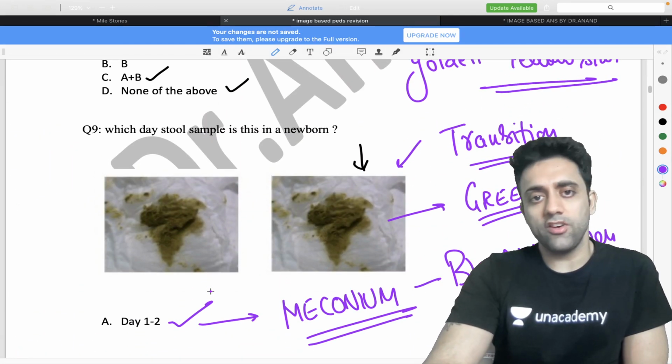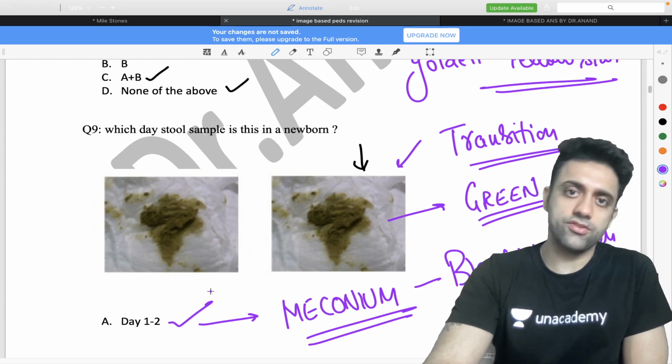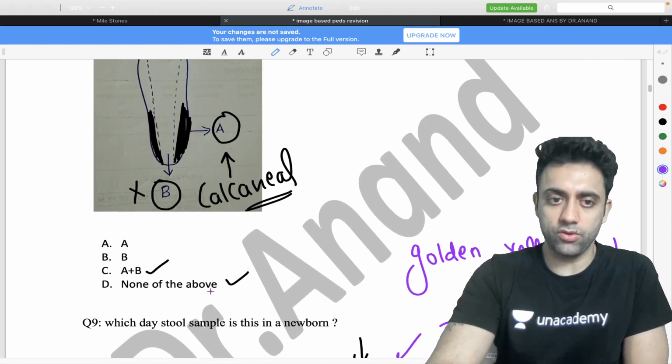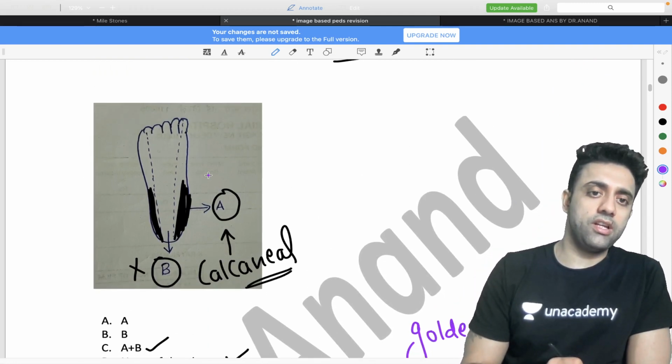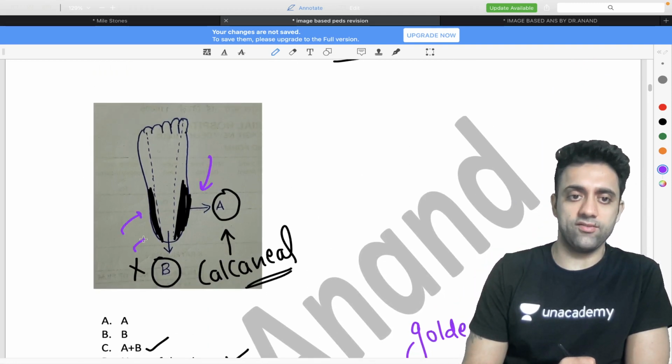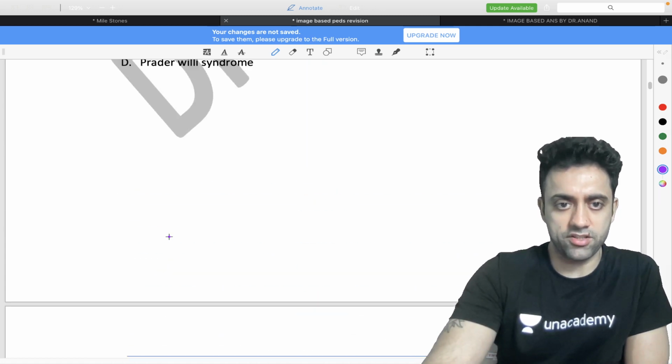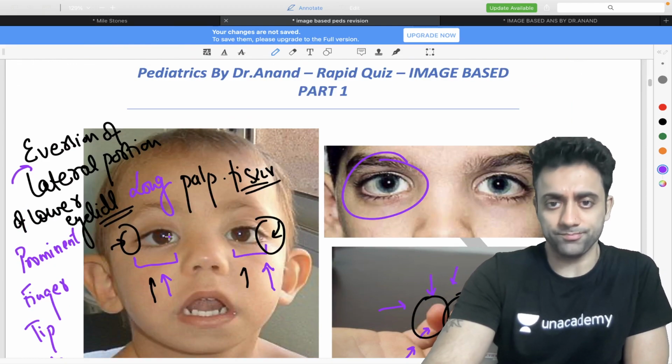Then we also covered baby transition stool. The color of the transition stool is green. The color of the meconium is black. A healthy baby's stool is golden yellow. And very importantly, we always prick on the sides of the newborn's heel. Never prick in the center. Why? Because calcaneum fracture or calcaneum injury can happen.